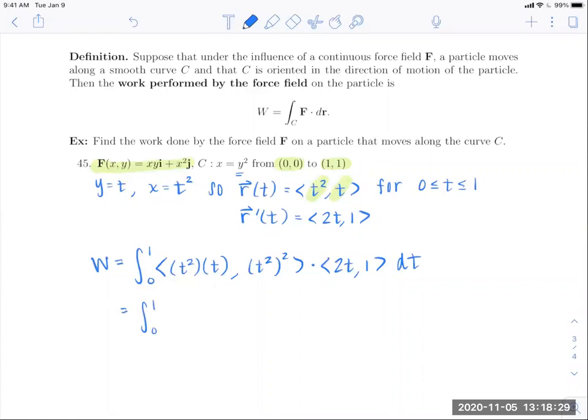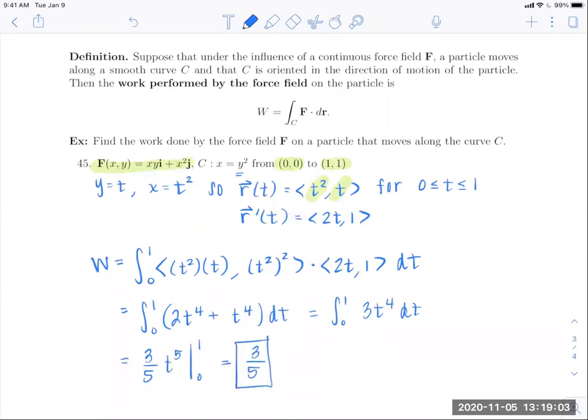All right, so I have a t cubed times a 2t gives me a 2t to the 4th. And I have t to the 4th times 1 gives me a t to the 4th. Integrated with respect to t. And boy, they were nice to us here. We're just integrating 3t to the 4th dt. All right, I feel really confident in doing this integration. This is 3/5 t to the 5th. I want to evaluate from 0 to 1. And so that gives me a final work amount of 3/5 units.